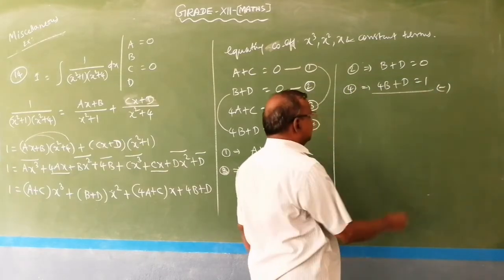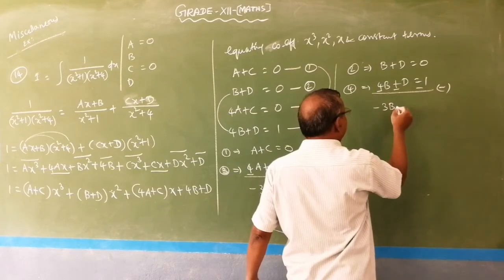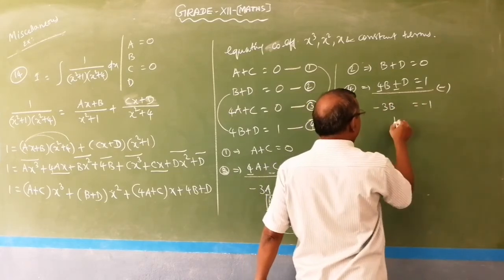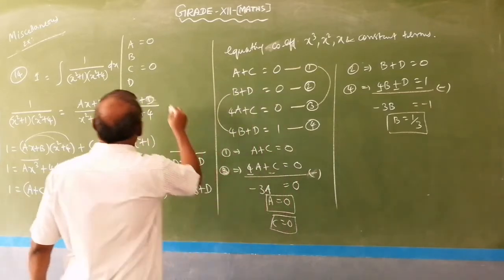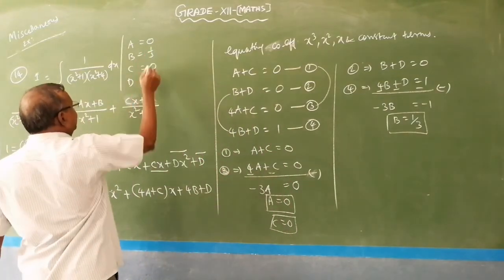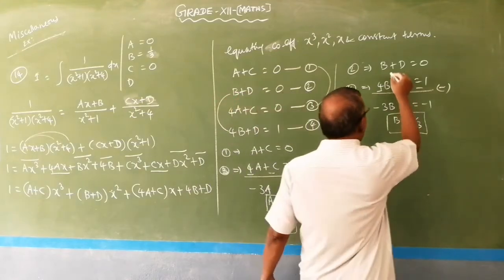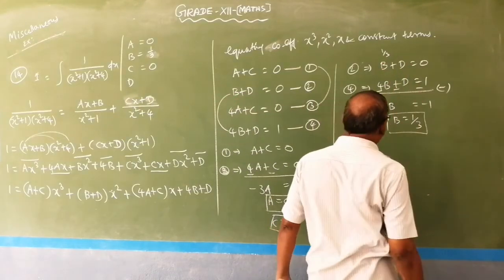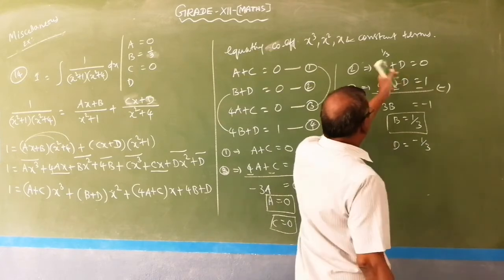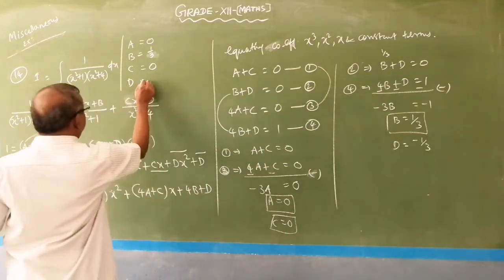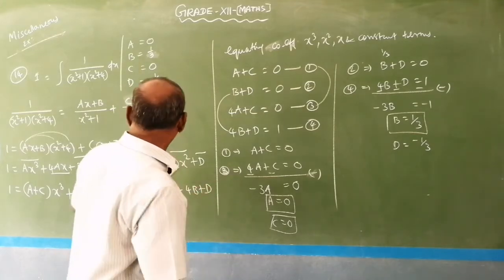Let us eliminate d. So, it is minus. So, minus 3b equal to minus 1. So, b equal to 1 by 3. So, let me write here b equal to 1 by 3, and substitute here when b equal to 1 by 3, d equal to minus 1 by 3. So, let me rub this part.